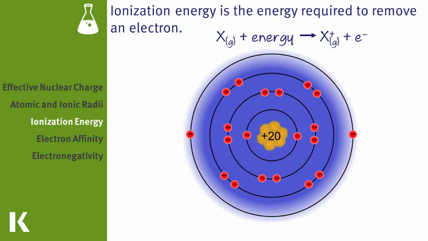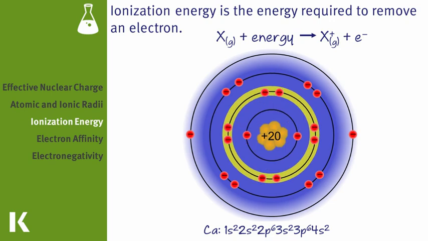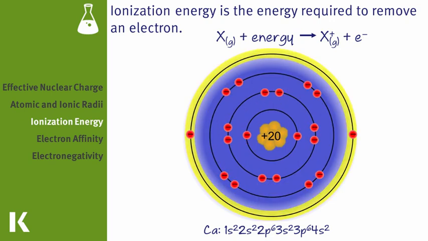Consider calcium. Neutral calcium has 20 protons in the nucleus and 20 orbiting electrons. The electron configuration of calcium, as well as the diagram above, indicate that 2 of these electrons are found in the first shell, 8 are in the second shell, 8 in the third shell, and 2 are in the fourth shell.